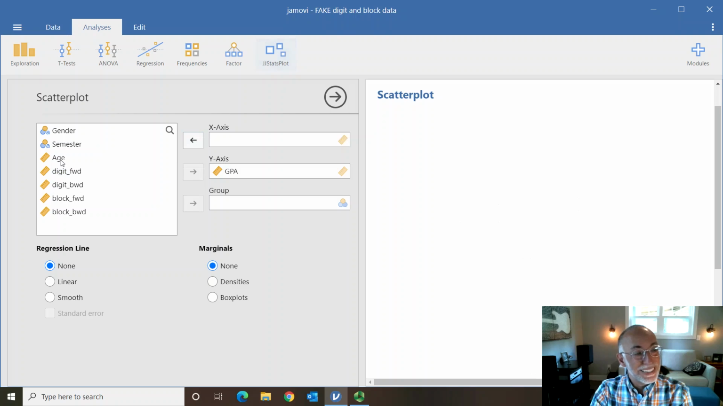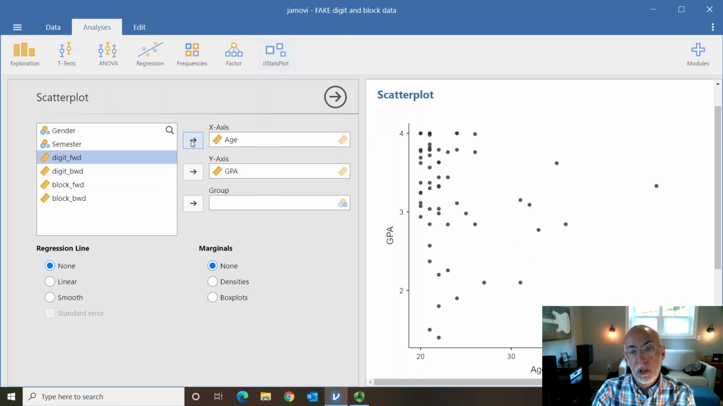We can also see things that are unrelated. If you take age and put it on the x-axis, you would expect no relationship. You wouldn't expect age to predict GPA, and it doesn't. There's no systematic relationship here whatsoever. So scatter plots first. Look at the data before you calculate correlations.